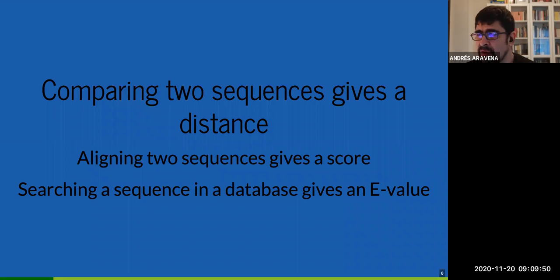So comparing two sequences gives you a distance, a number that is small. Aligning two sequences gives you a score, and searching a sequence in a database gives us an e-value. I will fix this slide.